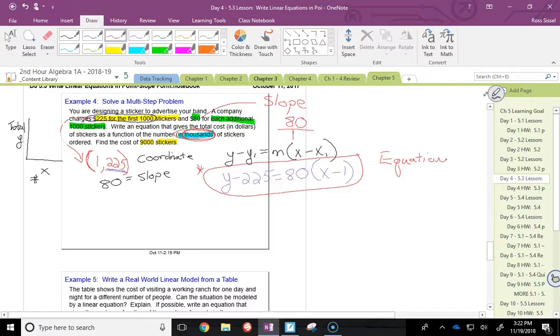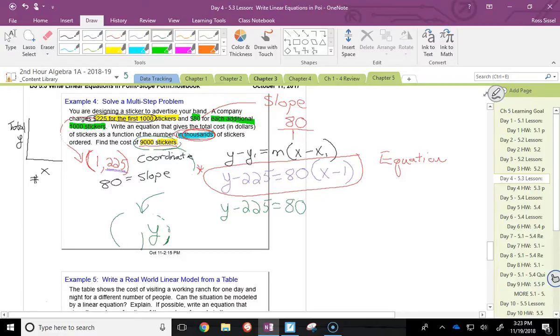Now, they say find the cost of 9,000 stickers. I'm going to use my equation that we just came up with to solve the problem. y minus 225 equals 80. And I know my x. Really what I have here is like a second coordinate now. If you remember how we did this up here, 225 is the cost. That was our y. Well, we don't know that.